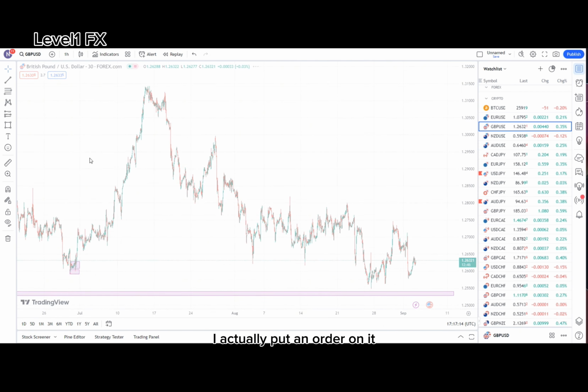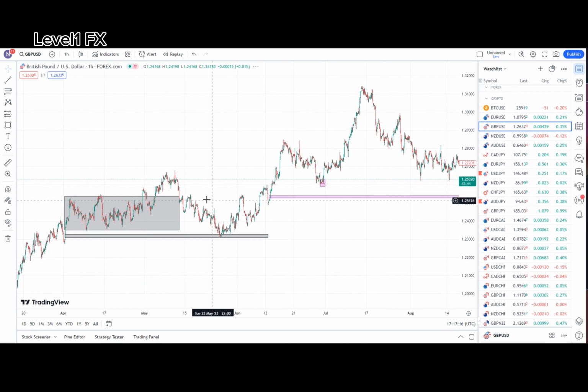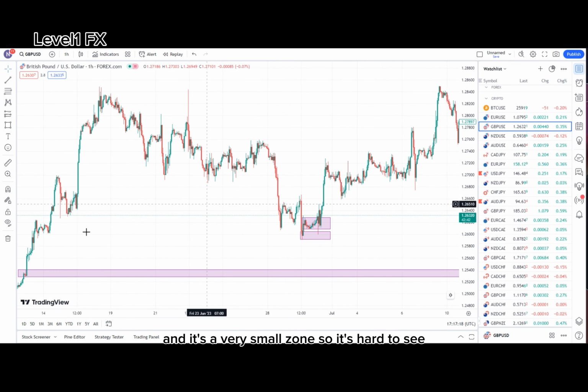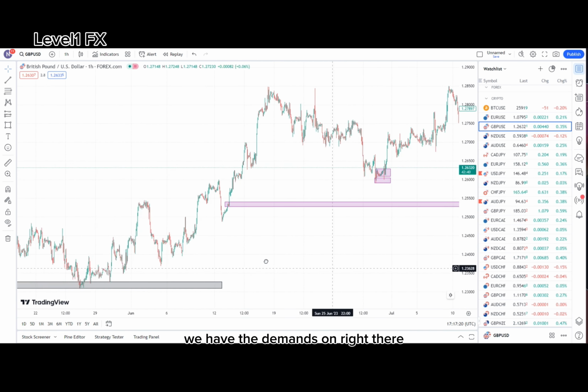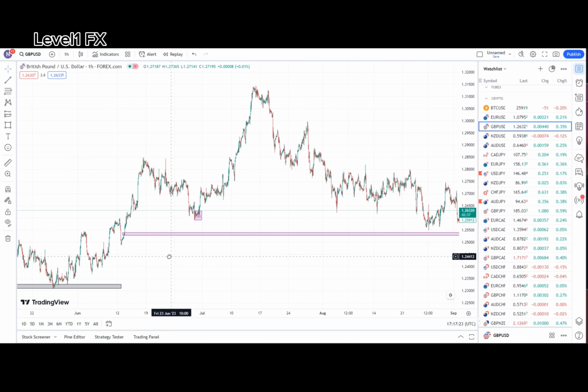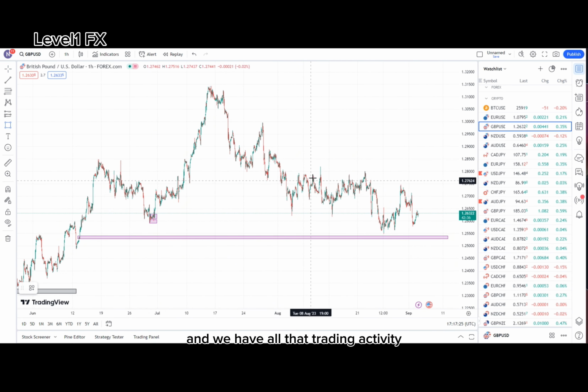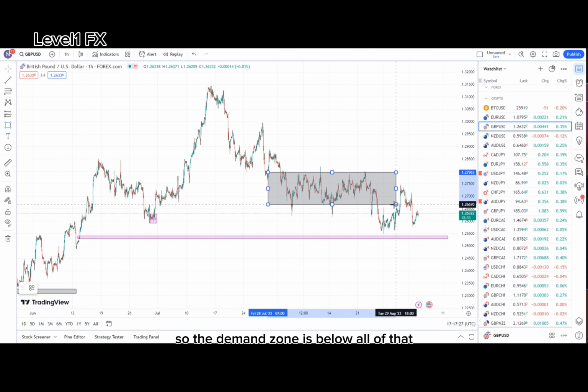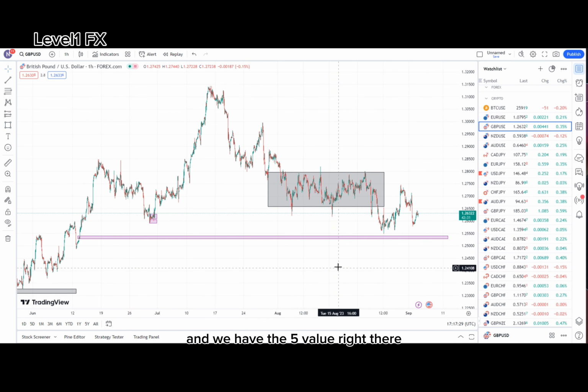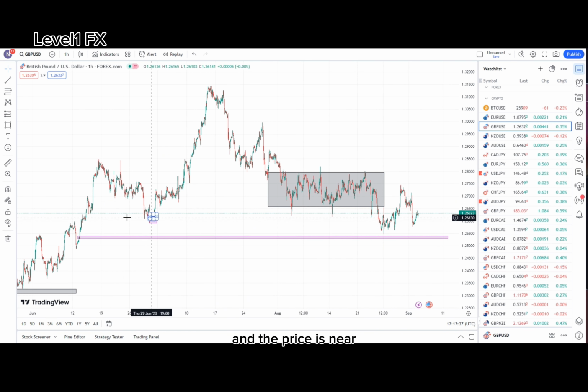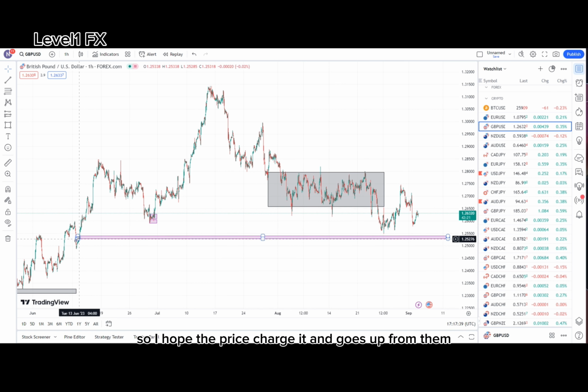I actually put an order on it, and it's a very small zone, so it's hard to see. We have the demand zone right there, and all that trading activity is above it. We have the fair value right there, and the demand zone is below everything, so it's a fresh, untouched demand zone, and the price is near it. I hope the price will touch it and go up from there.